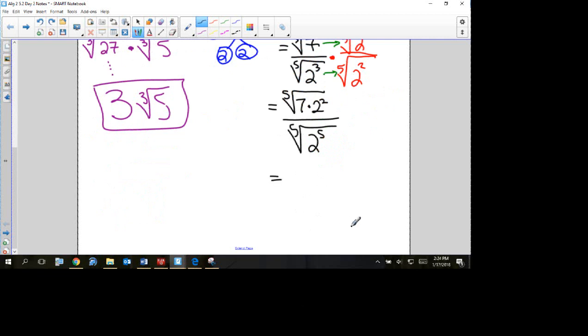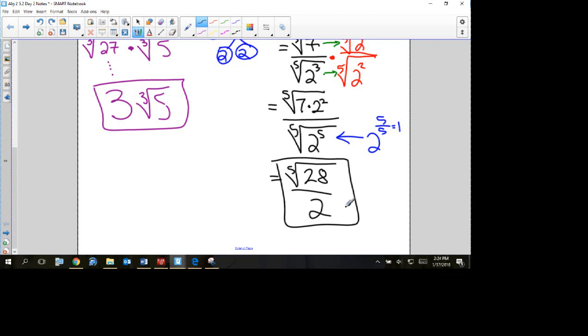So on top, I'm multiplying the 5th root of 7 times 4, 28. On the bottom, I'm doing the 5th root of 2 to the 5th. If I change that into a fraction exponent, that would be 2 to the power over root. And 5 over 5 is what? So it would be 2 to the first. What goes down there? 2. See how we don't have a radical in the denominator anymore. We just have the number 2. So yay, it's now in simplest form.